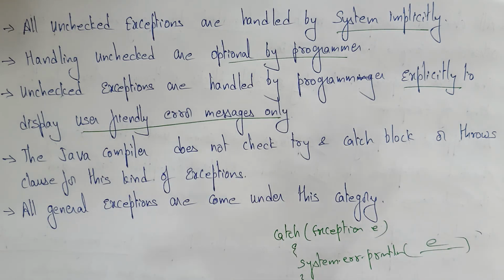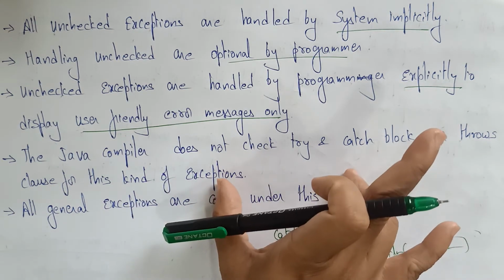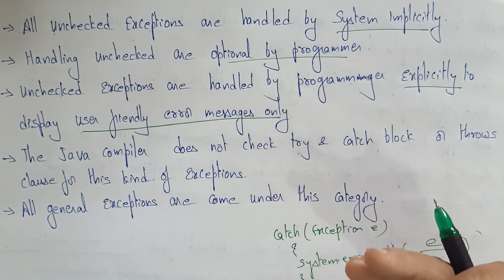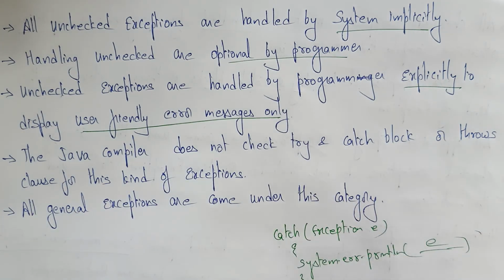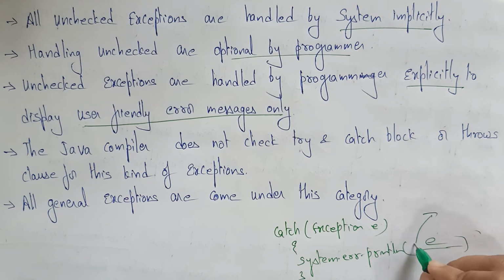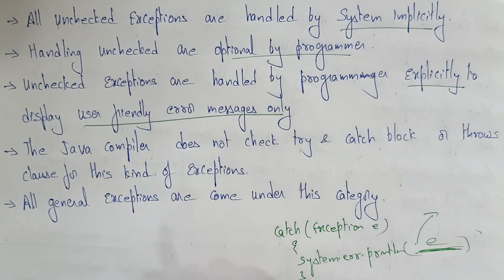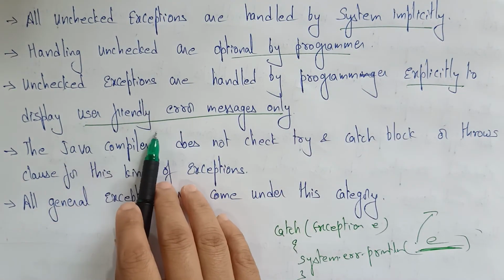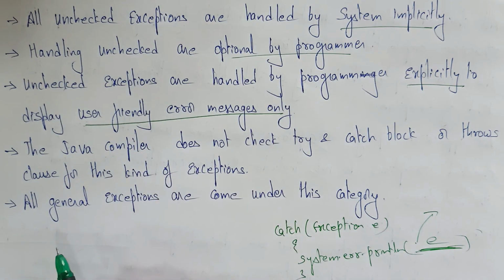Or suppose you are doing online purchasing and you are entering the data. While entering the phone number, suppose you try to enter some alphabets, it says please try to enter a number. It is a friendly error message. That is how unchecked exceptions are handled by the programmer explicitly. Whatever message you have written in the code is going to be displayed there. Unchecked exceptions are handled by the programmer explicitly to display user-friendly error messages only.